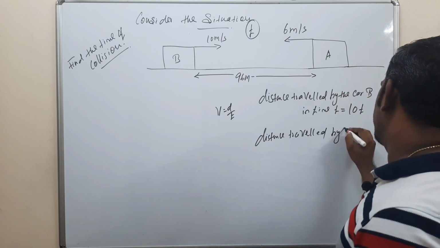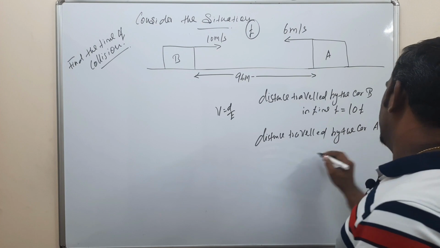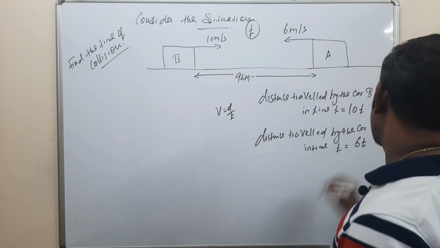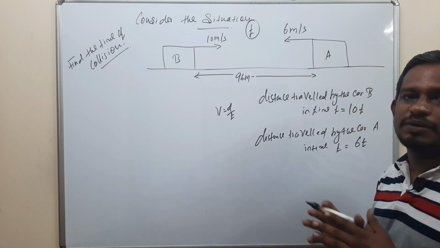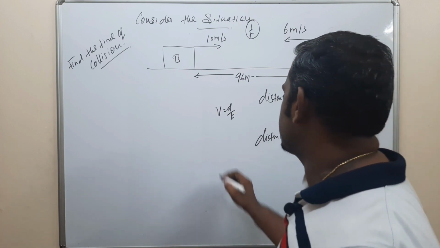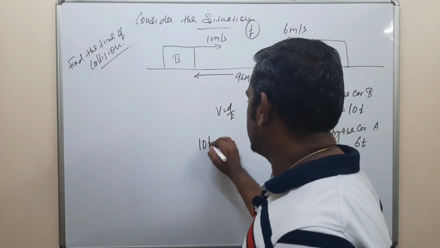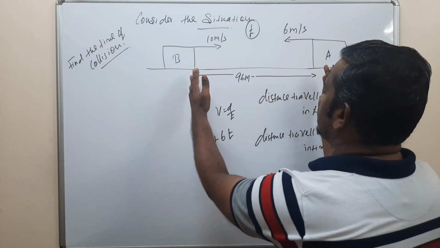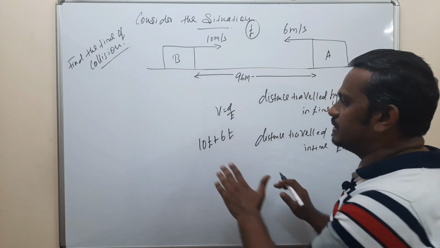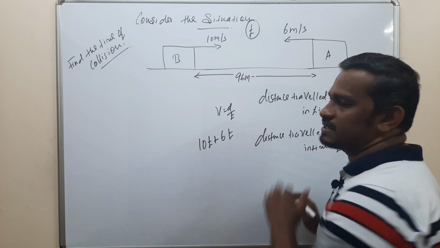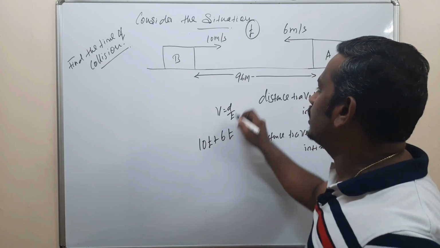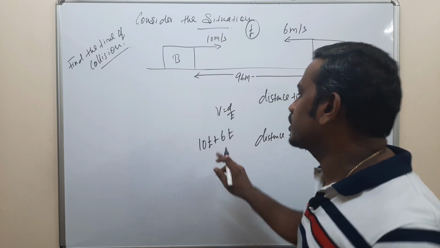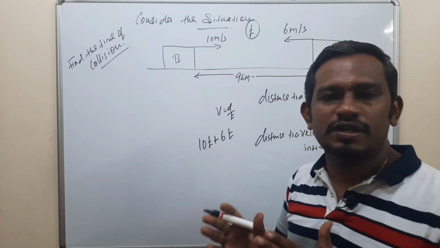traveled by the car A in time t is equal to, that is 60. Okay, 60. So the total distance traveled by the cars in time t is 10t plus 60. The distance between the two cars is 96 meters. If the total distance traveled by the two cars in time t is equal to 96 meters, it means the two cars will collide with each other.